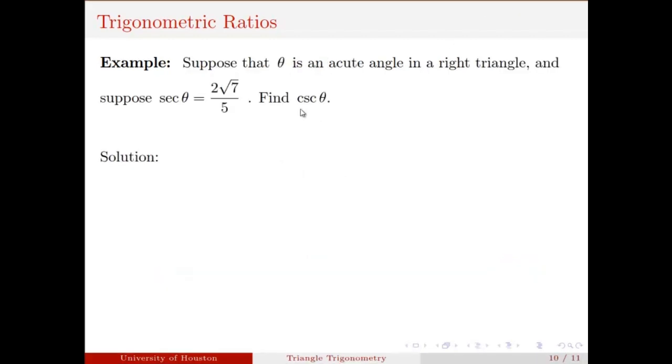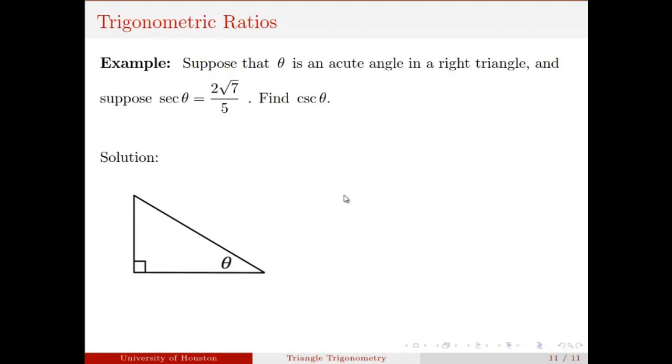In our final example, we will suppose that theta is an acute angle in a right triangle, and we'll suppose that the secant of theta is 2 square root of 7 over 5. Given this information, we want to find the cosecant of theta. To do this, let's first draw a right triangle.